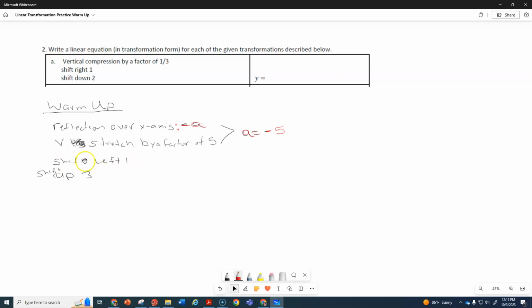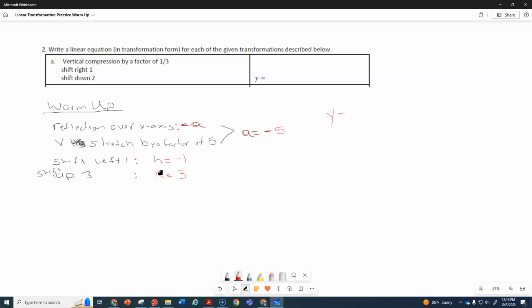Then if I'm going to shift left or right, that's a value of H. This is telling me that H went left. Left is negative, so it went -1. And a shift up or down is always going to give me the value of K. It went up, so K is positive. It went up 3, so it's +3. I have my values of A, H, and K.